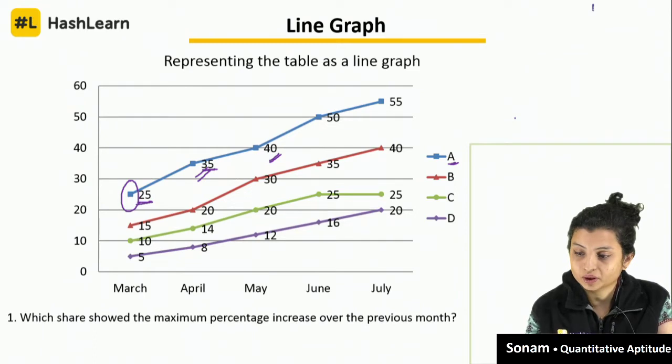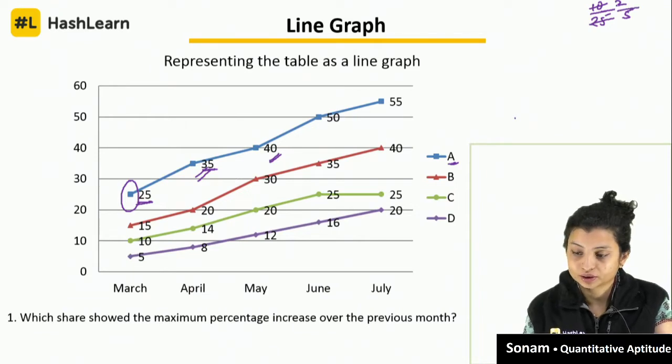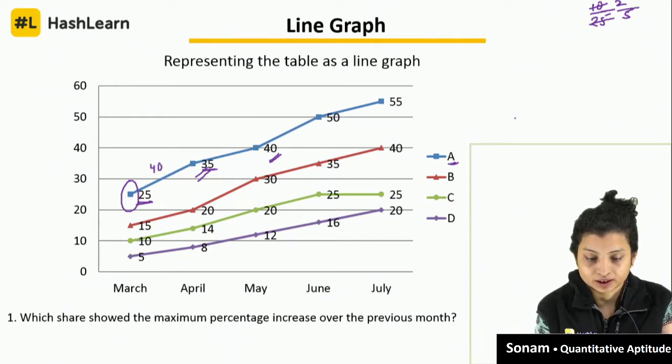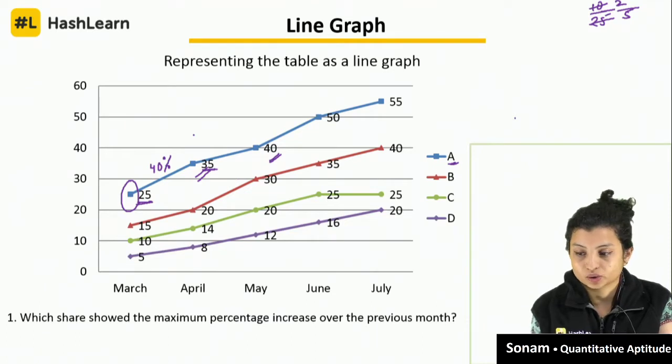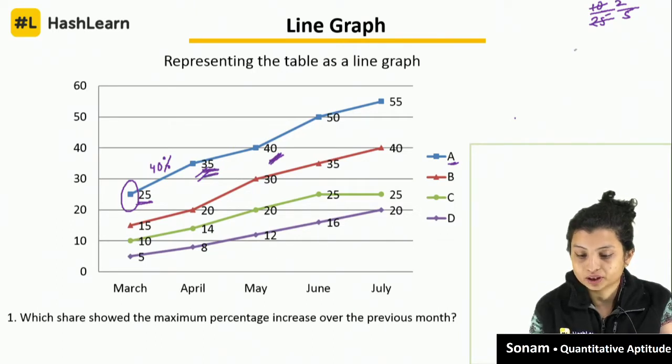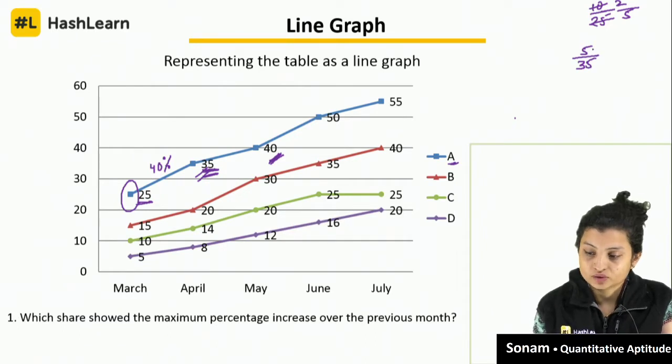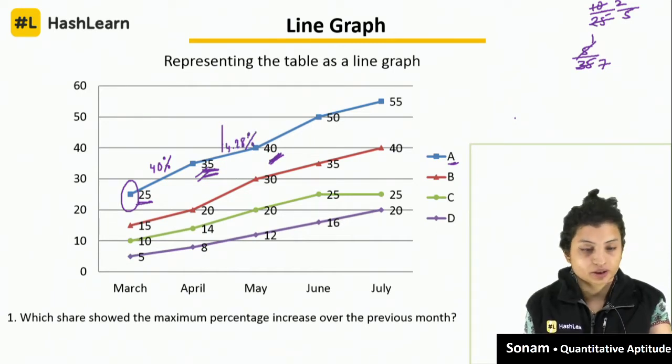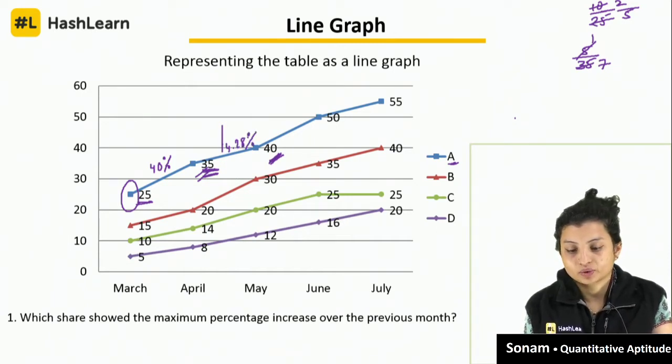How much is 10 upon 25? Tell me quickly. That will be 5, and this is again 5. So then I can write it as 40%, right? So from here to here the growth is 40%. Okay, see here quickly. 40 and this is 35. So from 35 to 40, how much is the increase? 5 over 35, right? So 5 by 35 is 1 by 7. 1 by 7 you know is 14.28%, correct? So from here to here the percentage increase is 14.28.